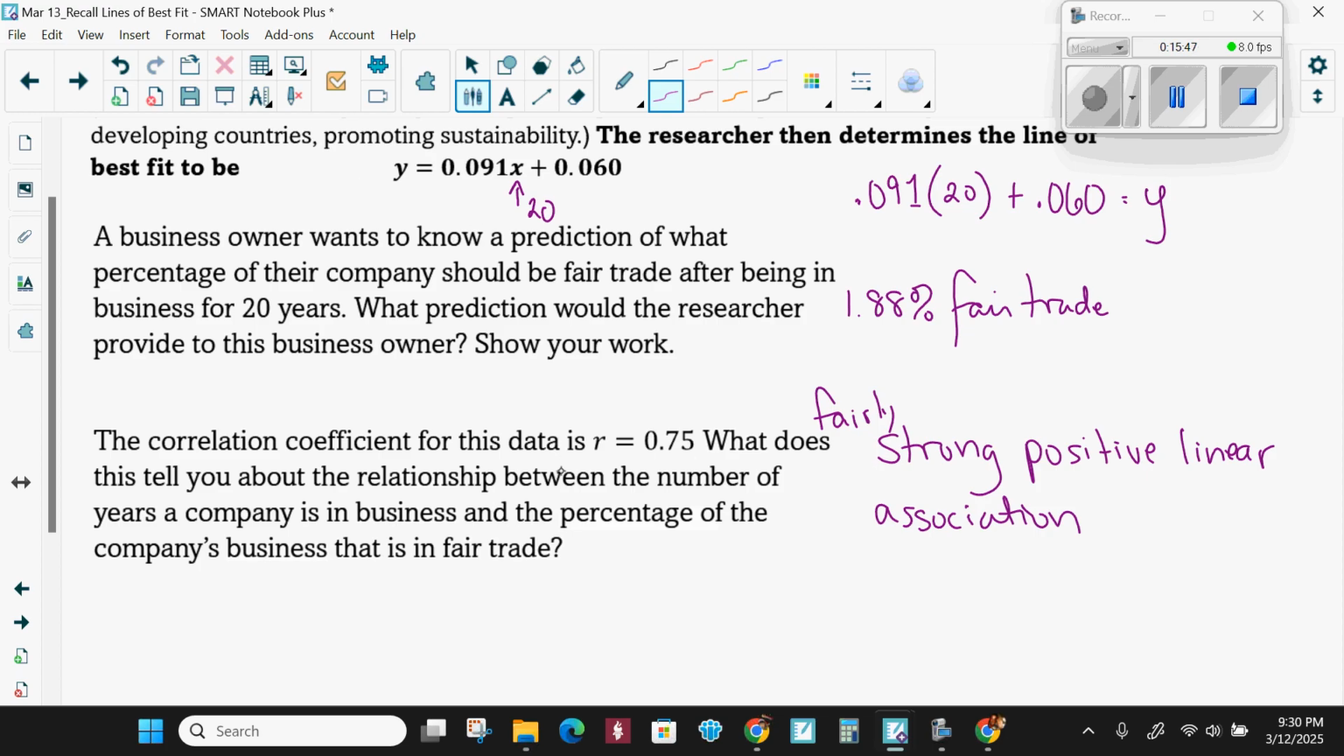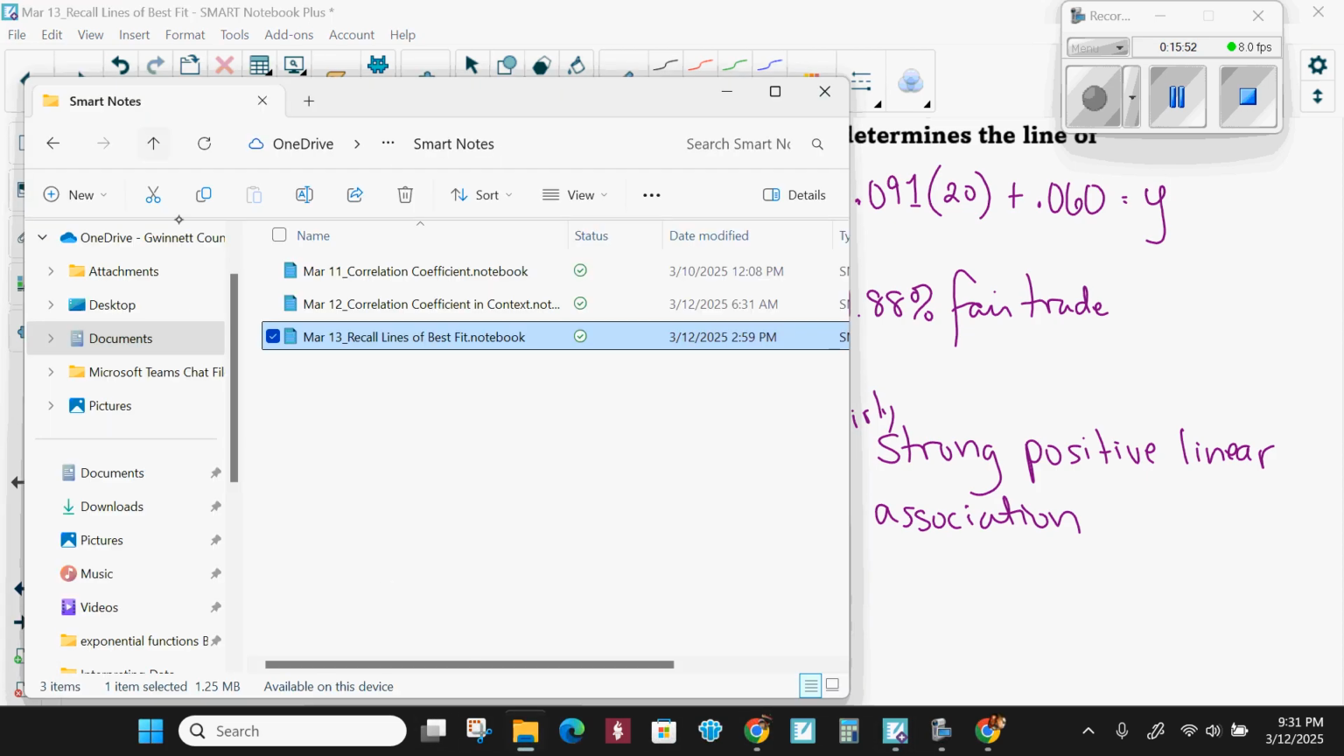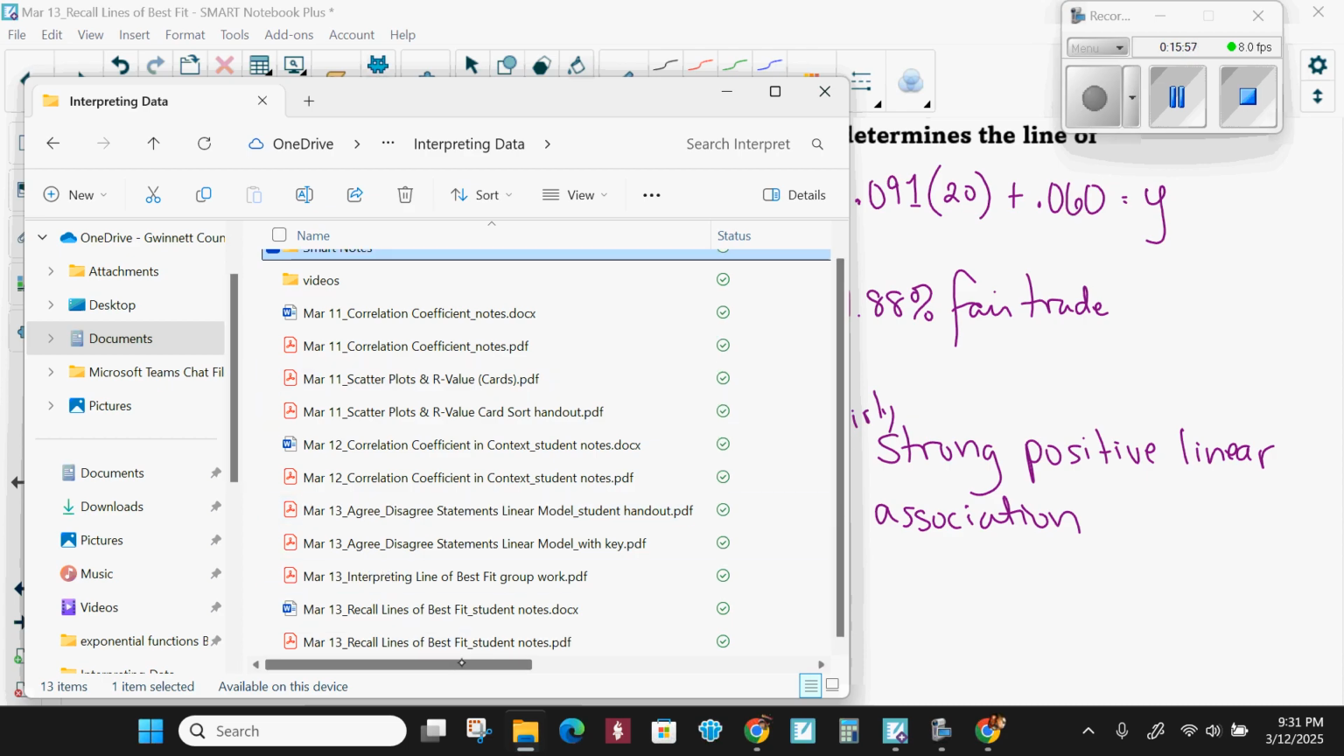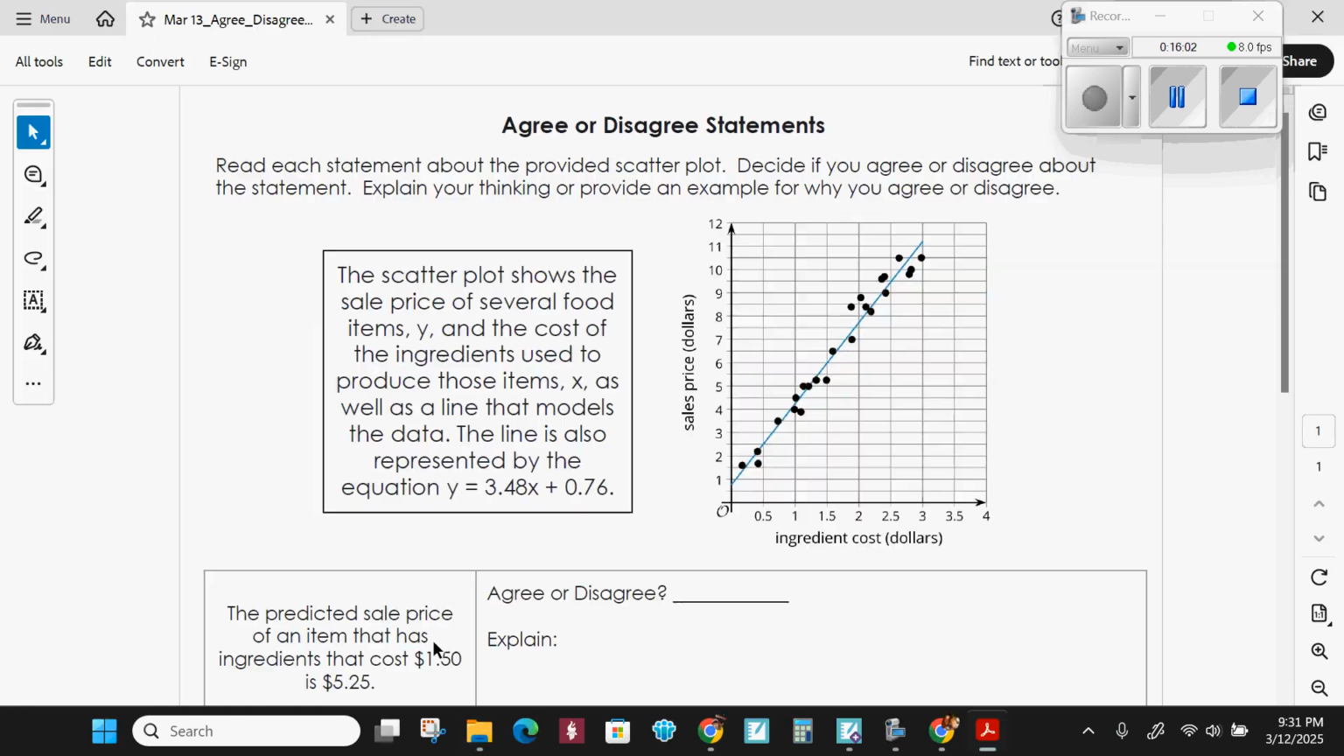Now, you have an agree-disagree statement here. We'll go to it. Oh, there it is. Using this scatter plot with this equation, they want you to go through and find... okay, it's not doing. Let's see. Okay, it's not letting me scroll.